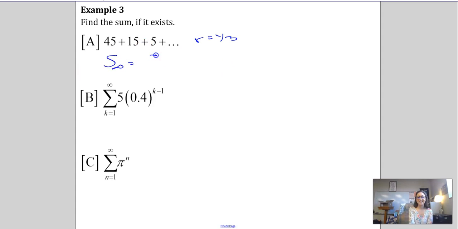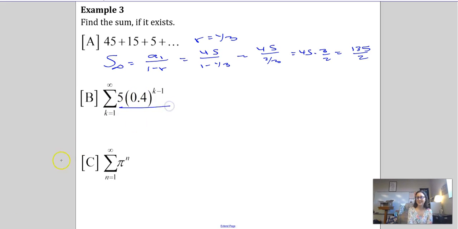So my infinite sum is the first term all over 1 minus r. My first term is 45, and then 1 minus 1/3. I think these are faster just to do by hand. 1 minus 1/3 is 2/3. So dividing by 2/3 is the same as multiplying by 3/2. So my final answer is 135 over 2. All right, how about B? Is it geometric? It is, because this part here is akin to an exponential function, right? Okay, what is r? r is 0.4, so is the infinite sum going to exist?